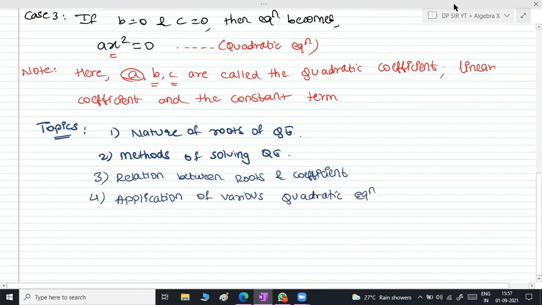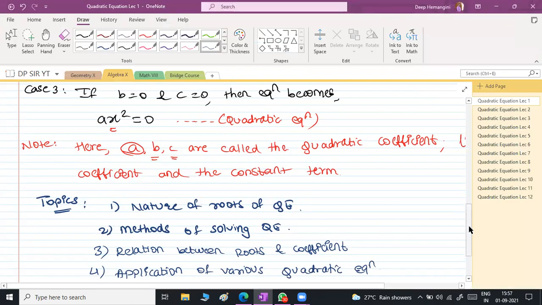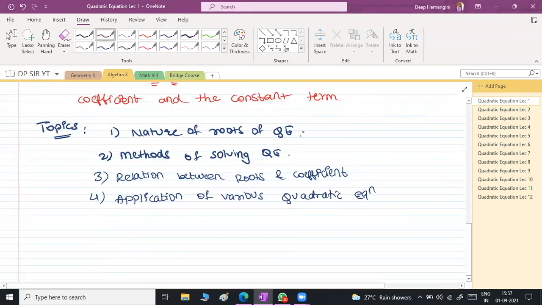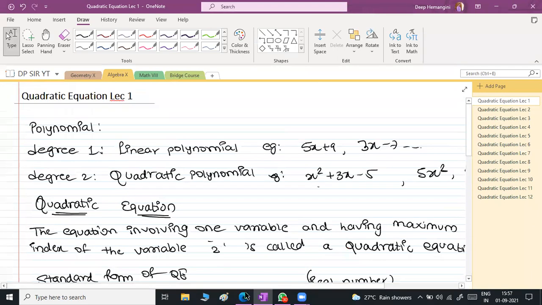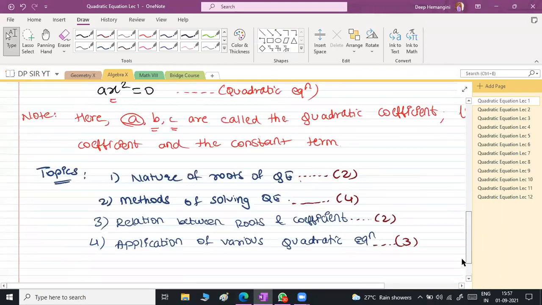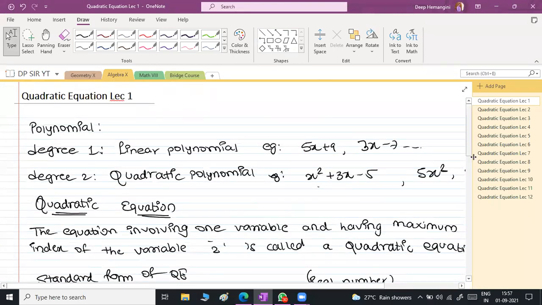So 3 lectures per module I am planning to take. Basically this will consist of 2 lectures, this would be 4 to 5 lectures, this will be more of 2 lectures, and this would consist of 3 lectures, and this is the one introduction session. So this is the way the entire topic is divided into 12 lectures. The course will be of 12 lectures, and after that you will be able to solve the questions and the other part of this as well.